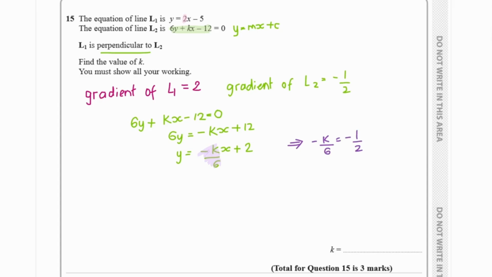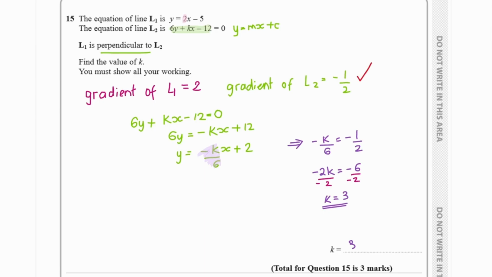If we multiply both sides by 2, we will get minus 2k, and if we now multiply both sides by 6, we will get minus 2k is equal to minus 6. If we then divide both sides by minus 2, we will have a final answer of k is equal to 3.